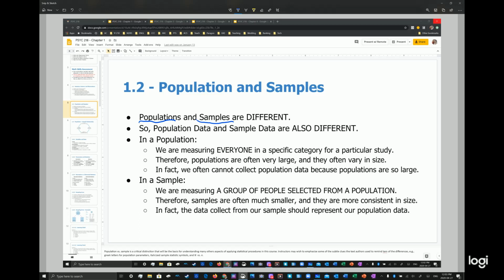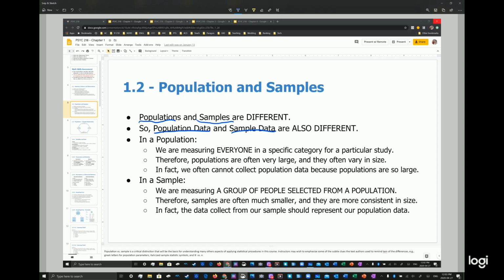And because the population and samples are different, the data that you get from population is not going to be the same as the data that you get from your sample. So again, remember, the people in the population group is not the same as your sample group. The population group is usually much bigger, probably in the thousands, tens of thousands, hundreds of thousands, millions, or even beyond. Samples are usually much smaller than that, maybe in the tens or hundreds, or sometimes thousands if they're very large samples. But the data that you get are different for population data and sample data.